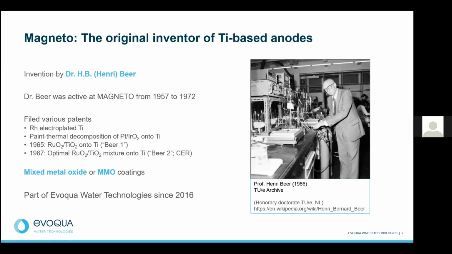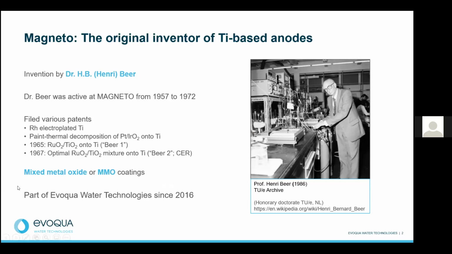This is actually the basis of chlorine evolving anodes that are used in the chlor-alkali industry. And the patent that it's based on is sometimes called the Beer 1, and it's actually considered to be one of the most successful electrochemical inventions of all time. So it was really quite a remarkable achievement that he did back then.